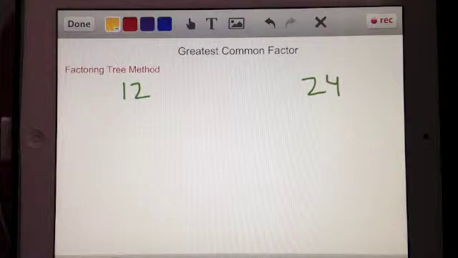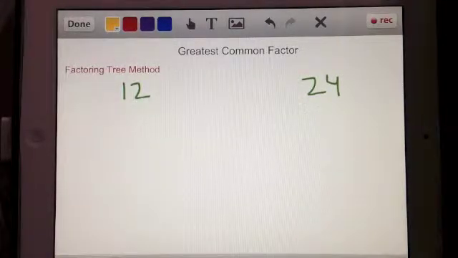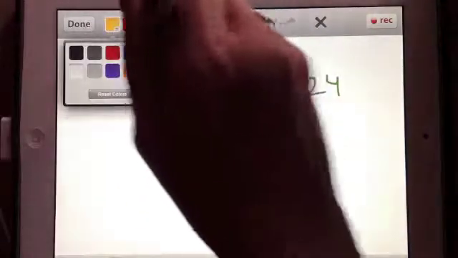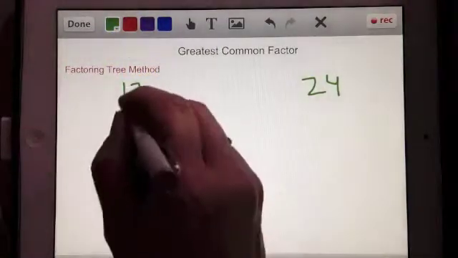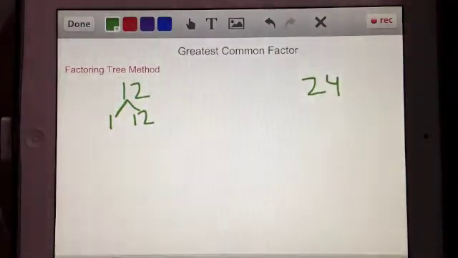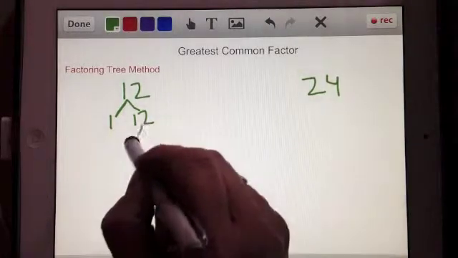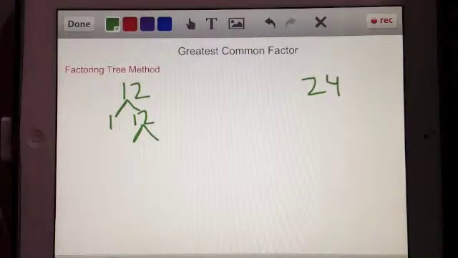Okay, so now let's go back to the factoring tree method, but with two different numbers, just to make sure that we've solidified how the method works. So I'm going to go back to my green. Now with 12, again, I'm going to start off with 1 times 12, are both factors for 12. Now for 12, remember in this method I'm trying to break it down into smallest parts.